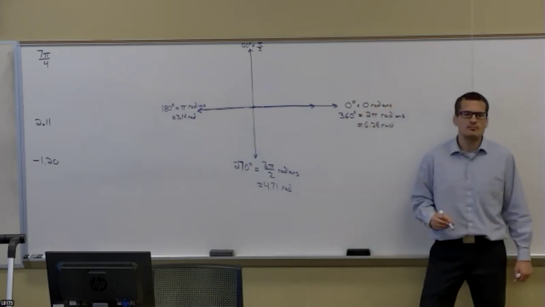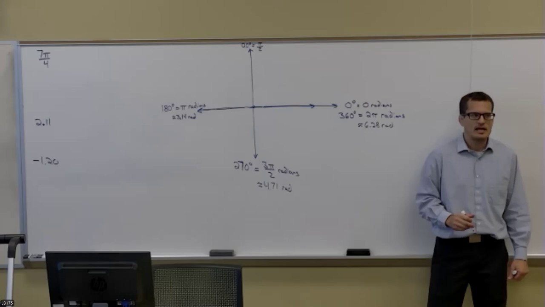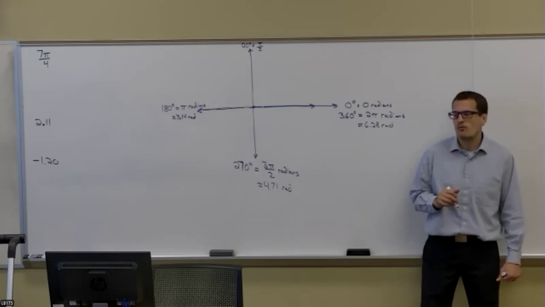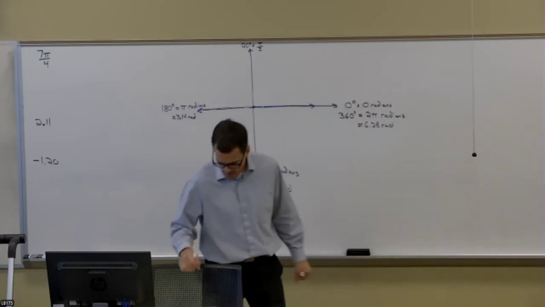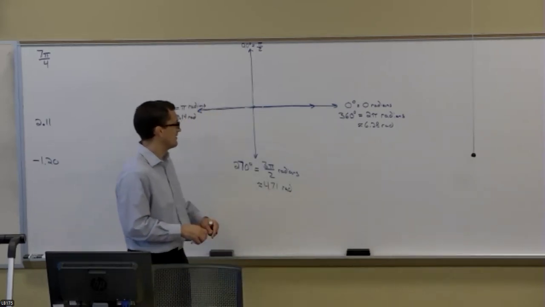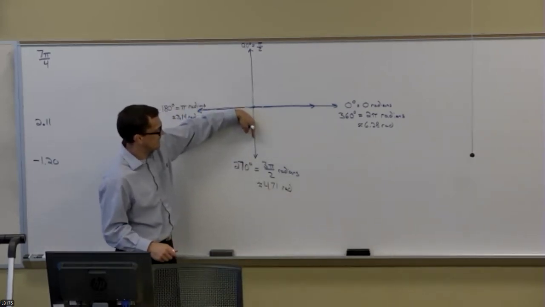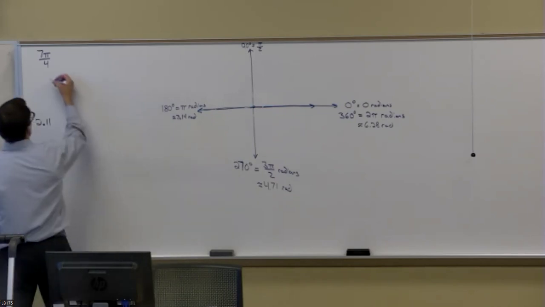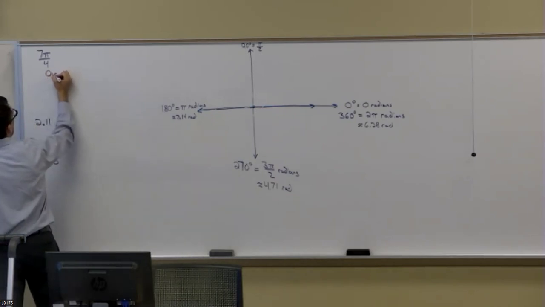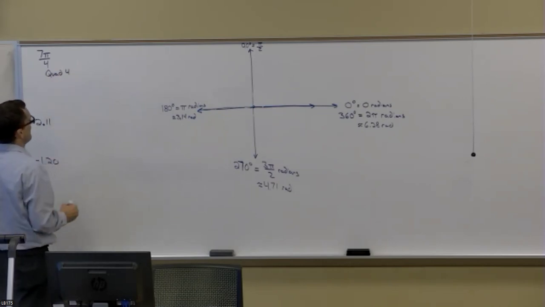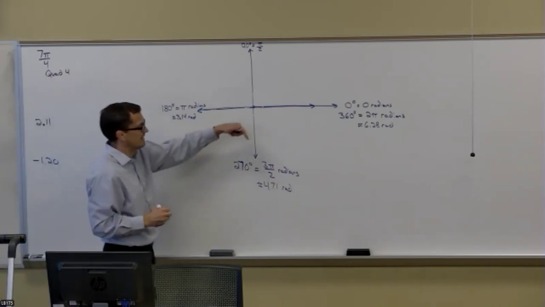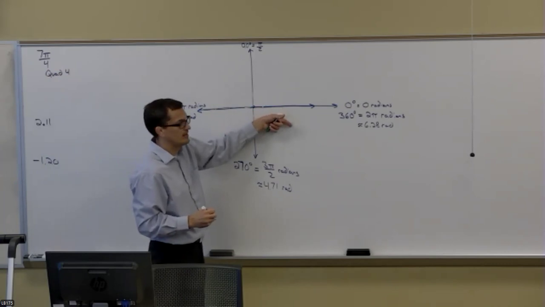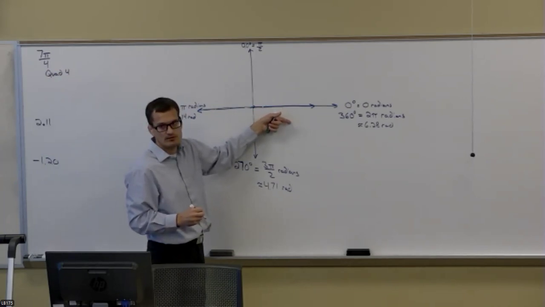So if we know 7 pi over 4 is about 5.5, we know it's somewhere between here and here. So I know it's going to be in quadrant 4, right? Because of the fact that it's 5.5 radians, that's how we know what's going on.